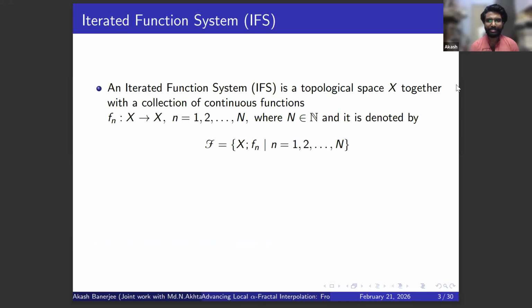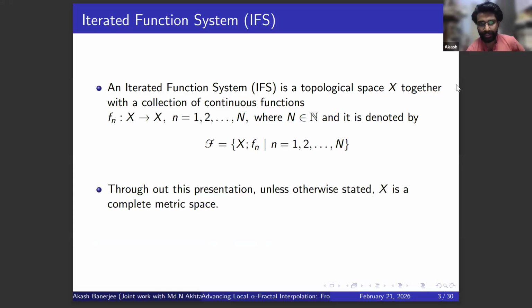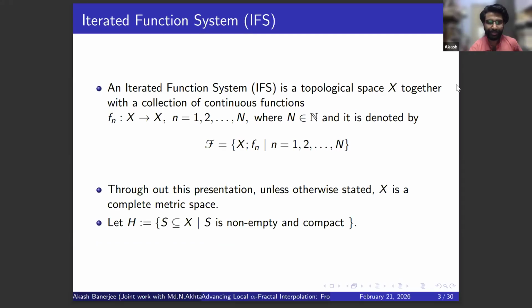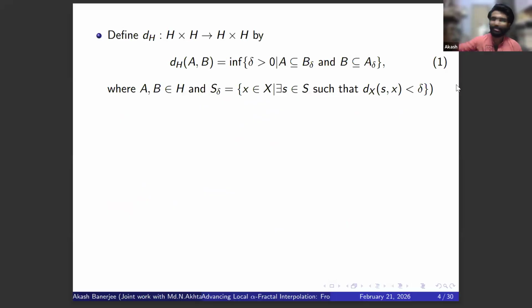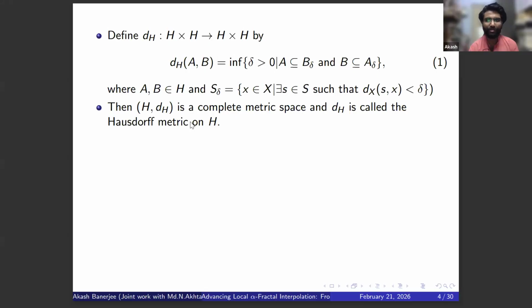An IFS is just a topological space and a finite collection of continuous functions defined on the space. Throughout this presentation, mainly X will be a complete metric space, and we can also define the Hausdorff metric, which looks like this: dH of A, B, which just gives a distance between two compact sets. With this metric, the space of all non-empty compact sets forms a complete metric space.